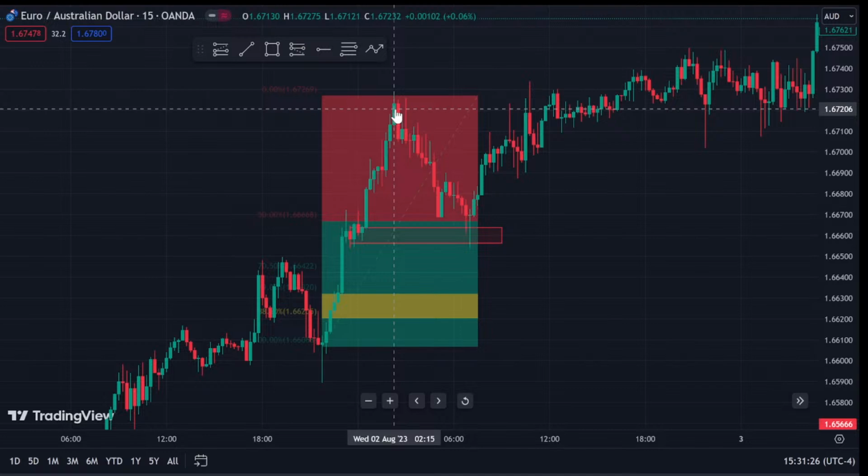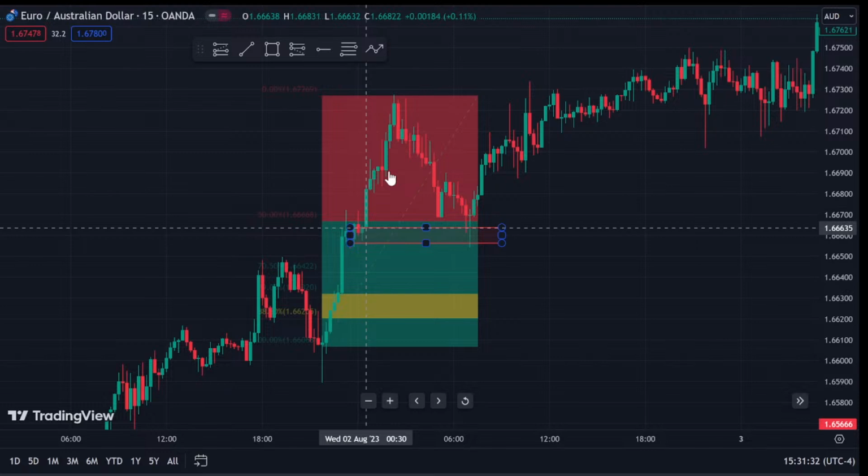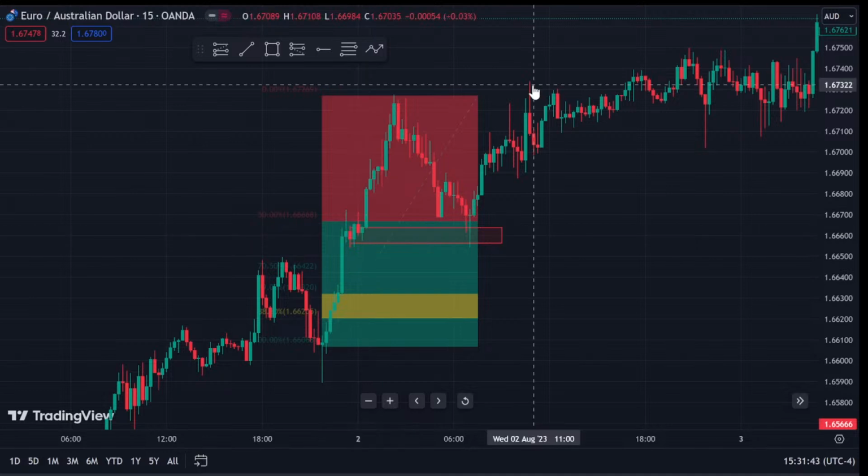So rally base rally: the market will retrace back into the base and then it will start moving up this side. Am I clear? Hope I'm clear.